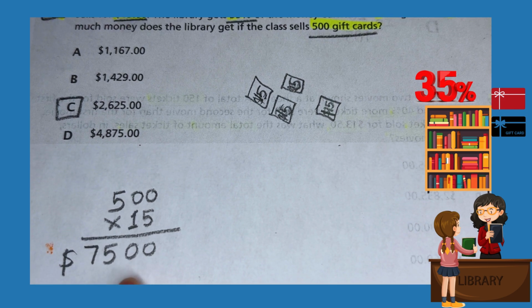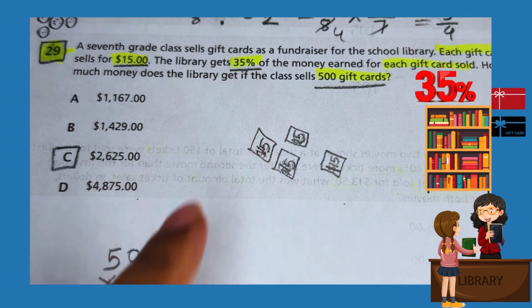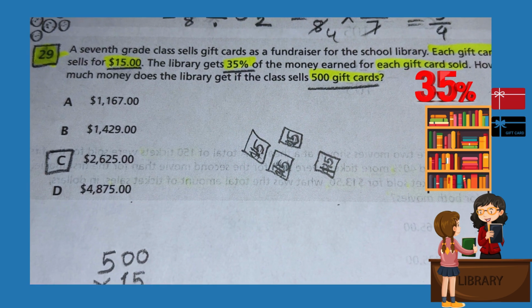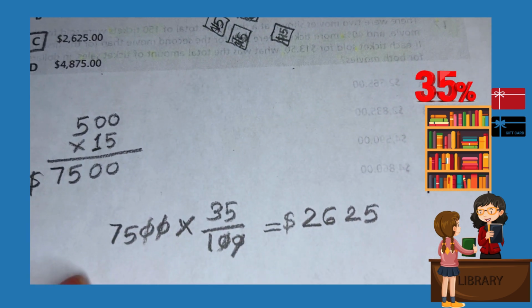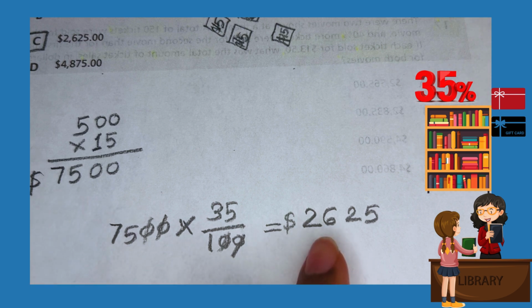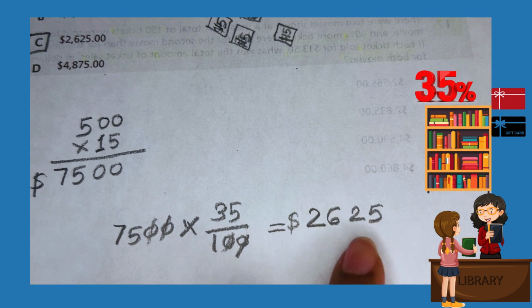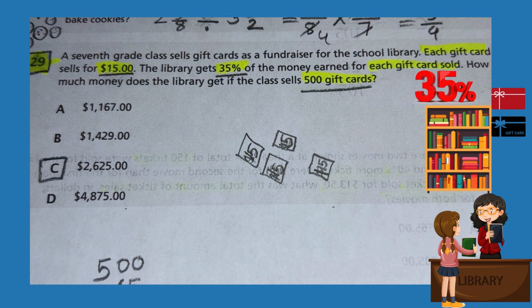So we have $7,500. And how about the 35%? If you see here, the 35% is the money earned for each gift card. So the total is the amount of money, and for 35%, we'll divide by 100, and we'll get $2,625. All right, that is the money the library gets.